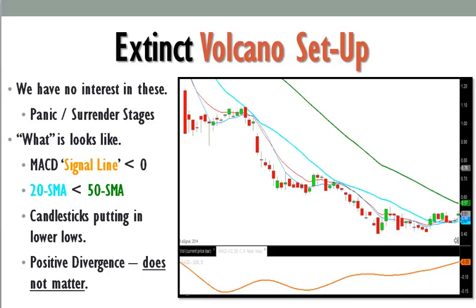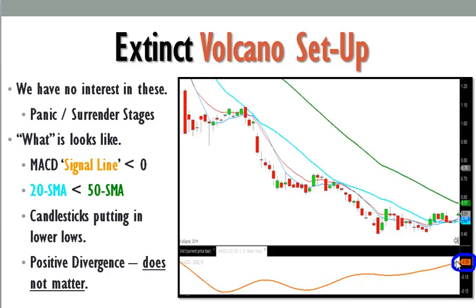So what does this look like? Well, the first thing is the MACD signal line is going to be less than 0. So down here you can see the MACD, and the value is negative 0.05. Not sure if you can see it, but point being, this is a negative value. So that's clue number 1, that okay, this is not a setup that we're gonna be interested in for right now.